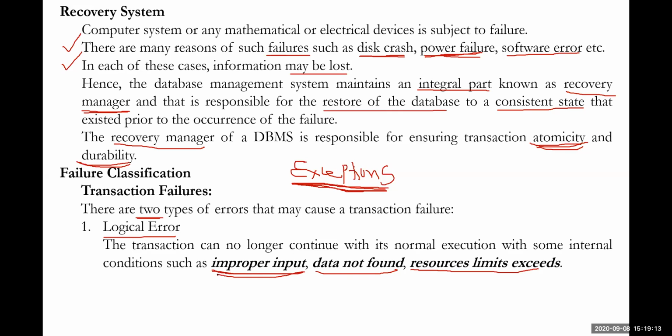You can analyze whether the user has given proper input or improper input, which will be known by that particular transaction. So nowadays everything gets analyzed, so there is no problem regarding this particular kind of error. And the second kind is system error.